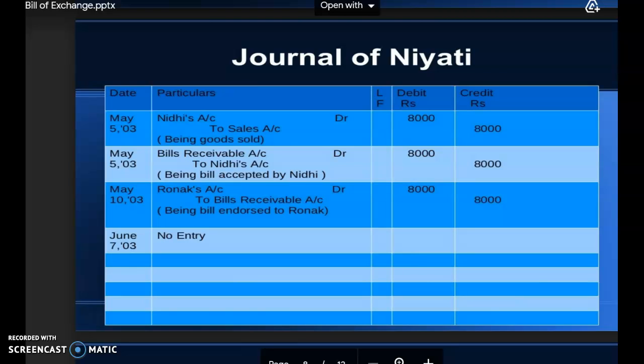So please understand that for receipt of the payment, in this case, as the bill has already been endorsed to the third party Ronak, no entry will be recorded at the time of maturity of the bill, when the payment is made, in the books of the drawer Niti. The entry will be in the books of Ronak, that is, cash account debit or bank account debit. From whom has she got the payment? From Nidhi. What will she return? She will return her bills receivable. The entry will be cash account debit, bank account debit to BR account.